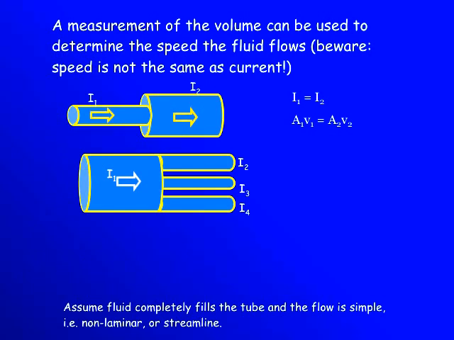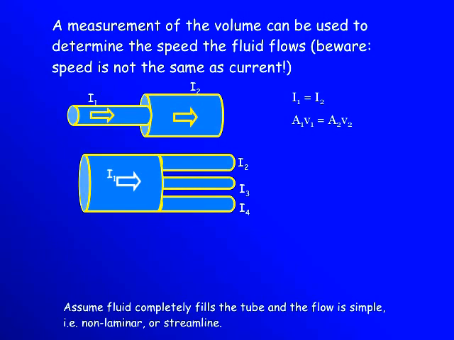A measurement of the volume can be used to determine the speed the fluid flows. So beware that speed is not the same thing as current. I1 is equal to I2, but the velocity of 1 is not equal to the velocity of 2. So another relationship for current, besides stuff per time, is cross-sectional area times velocity, A times V. So I1 is A1 V1, and I2 is A2 V2.